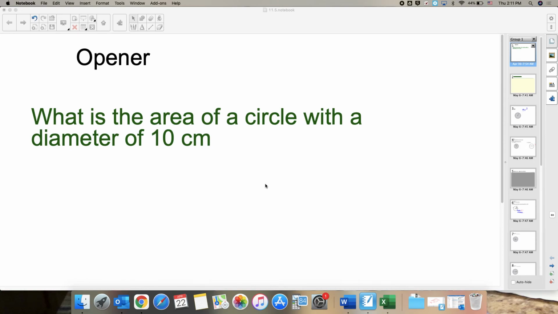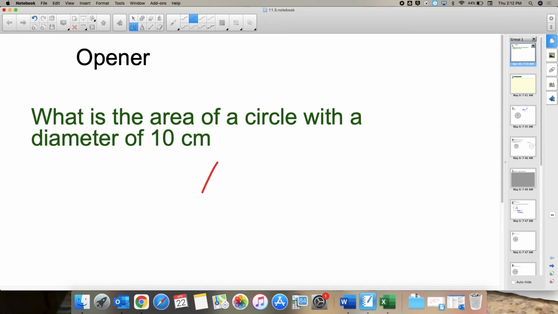Right, take a look at our opener here. It says, what is the area of a circle with a diameter of 10 centimeters? So, quick reminder for your area formula. Area is pi r squared.